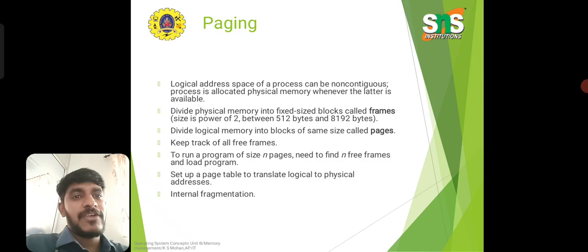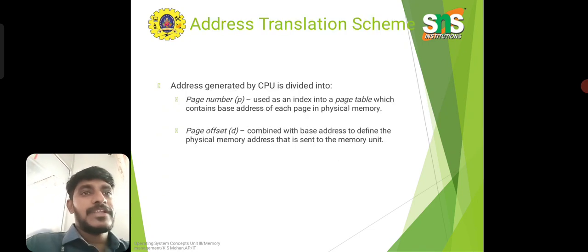We keep track of all free frames. To run a program of size n pages, we need to find n free frames and load the program. We set up a page table to translate logical to physical addresses. There can be internal fragmentation. In the address translation scheme, the address generated by the CPU is divided into a page number p and a page offset d. The page number is used as an index into the page table, which contains the base address of each page in physical memory. The base address is combined with the page offset to define the physical address that is sent to the memory unit.